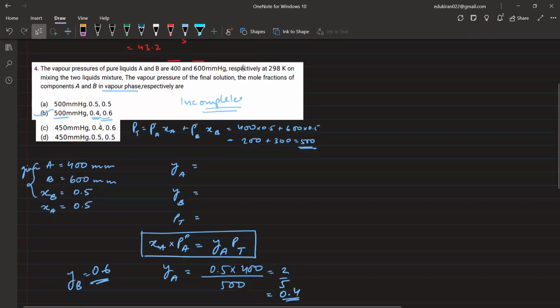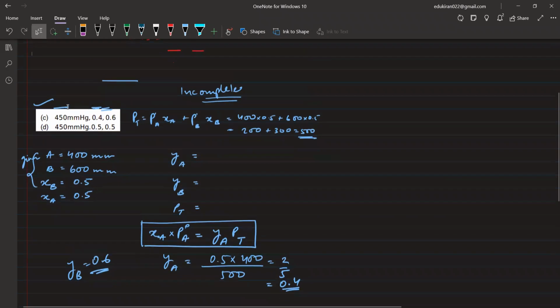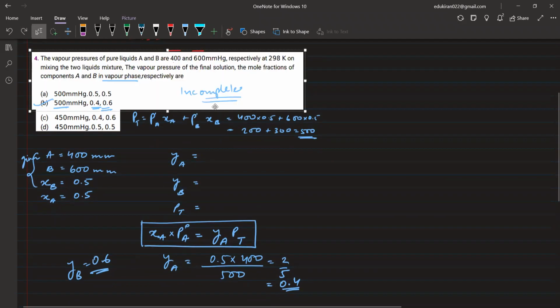Let me read out this question, okay? This question is not right. This is the given information. A is equal to 400 mm, B is equal to 600 mm, chi B is equal to 0.5. They're asking YA, YB and P total.